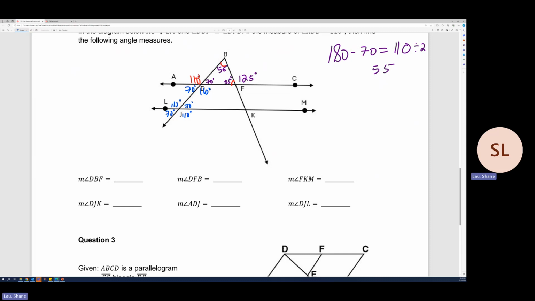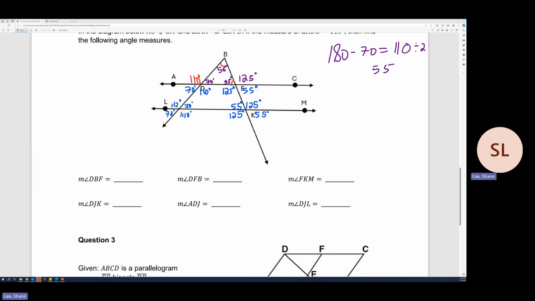Not too difficult. And we're going to do the same thing on the other side. So 125, 55, 55, 55, 125, 125, 55, like so.